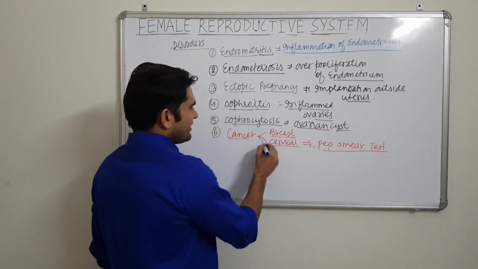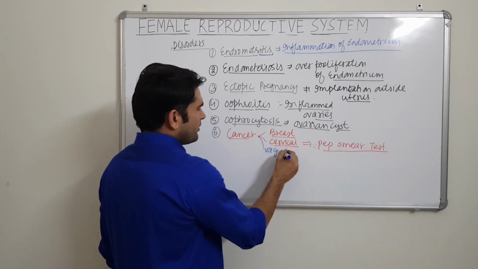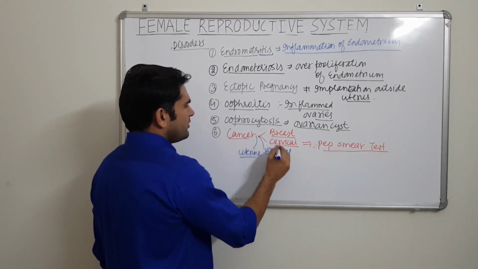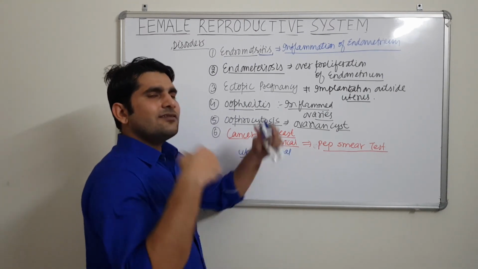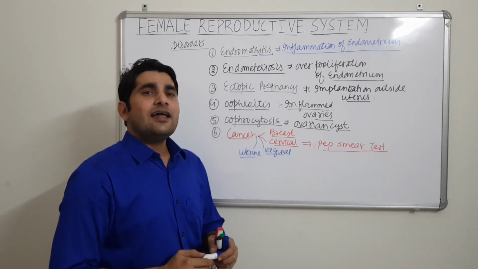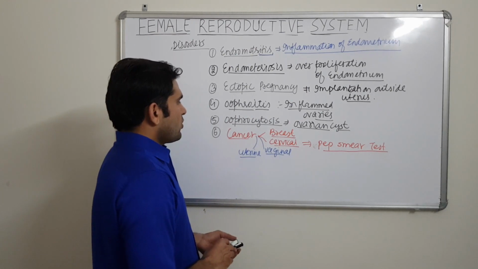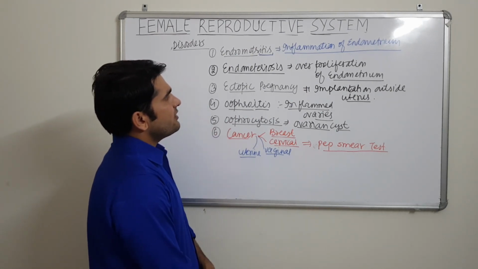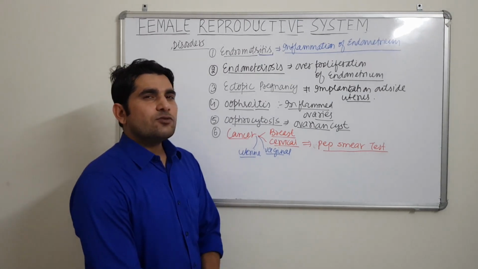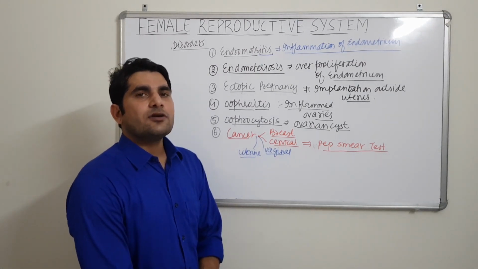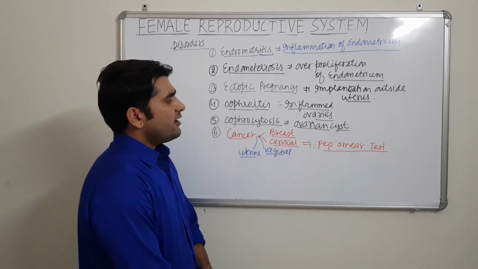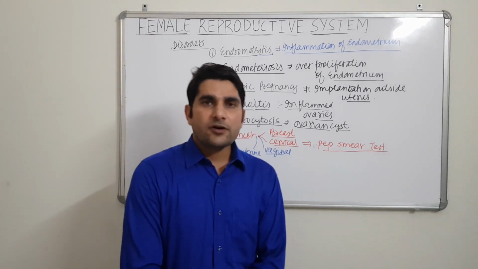Then there could be vaginal cancer. There could be uterine cancer. There could be rectal cancer or whatsoever. We will be learning that in our human health and disease chapter. So students, these are the common disorders which are related to the female reproductive system. Is that clear? I hope this makes sense, and this is all about the anatomy of the female reproductive system.